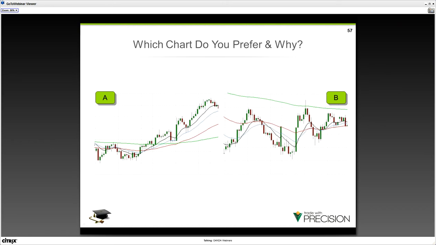Okay, so a little homework for you guys here on this one. A little bit of a class participation exercise. We have two charts here. Which one would you prefer to trade? And give me a little explanation why.